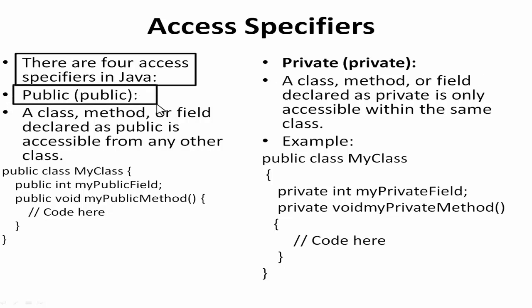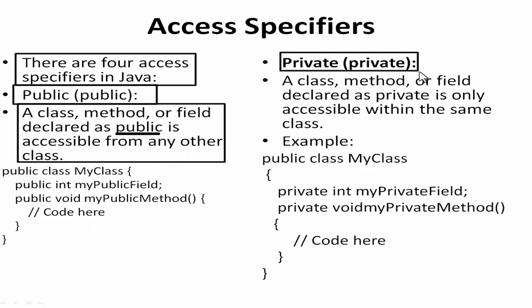First one is public. If you declare a particular class, method, or field as public, it is accessible from any other class. If you declare a class, method, or field as private, it is only accessible within the same class. It is not accessible outside.